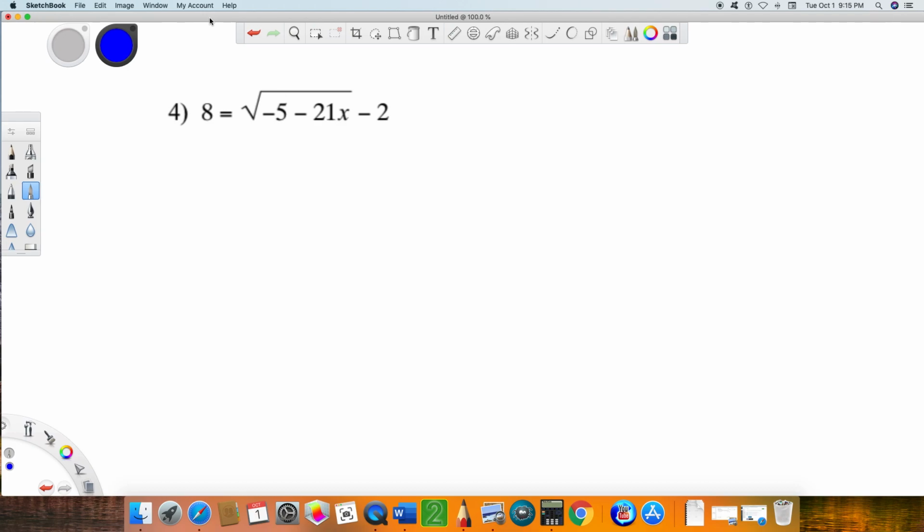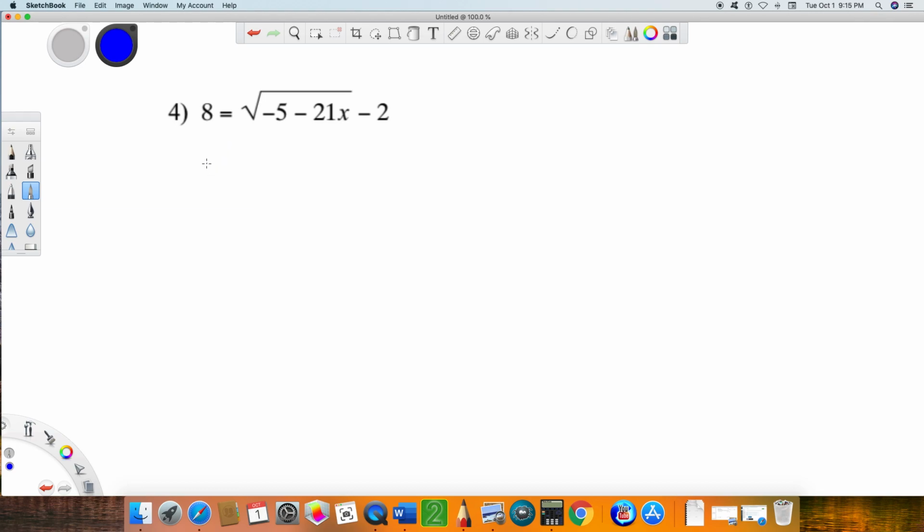Let's take a look here at problem number 4. We want to solve this radical equation. And as often as I say it, and as much as I try to get students to remember to do it, some students are going to get this problem wrong because they're going to immediately square both sides of this equation. The first thing that you have to do is isolate that radical. I need to add 2 to both sides of this equation before I square it.